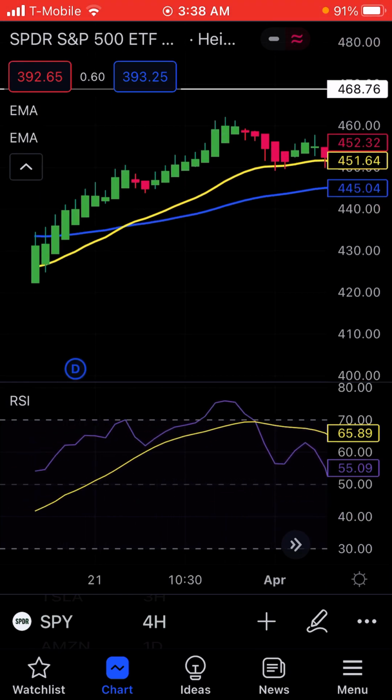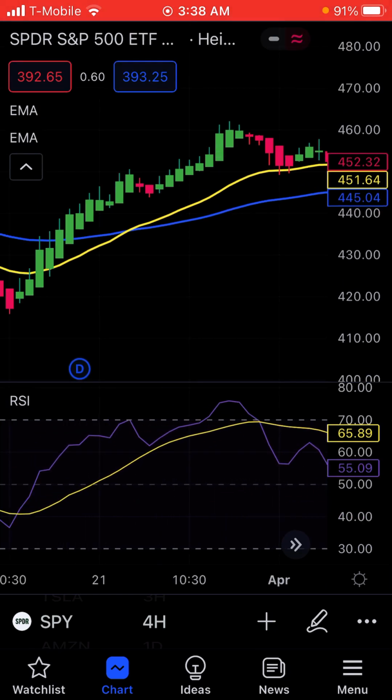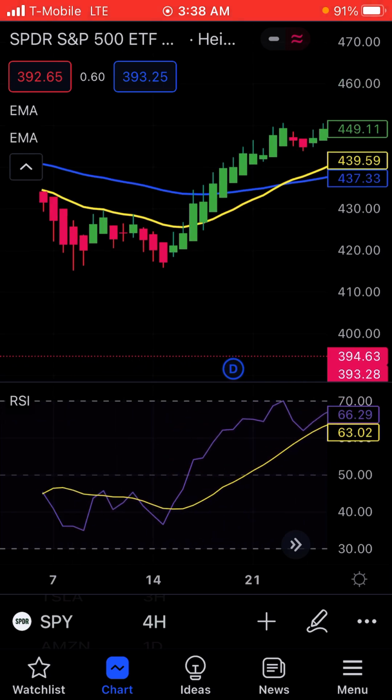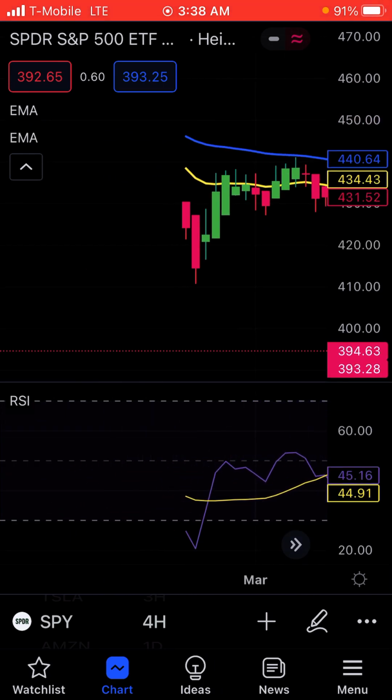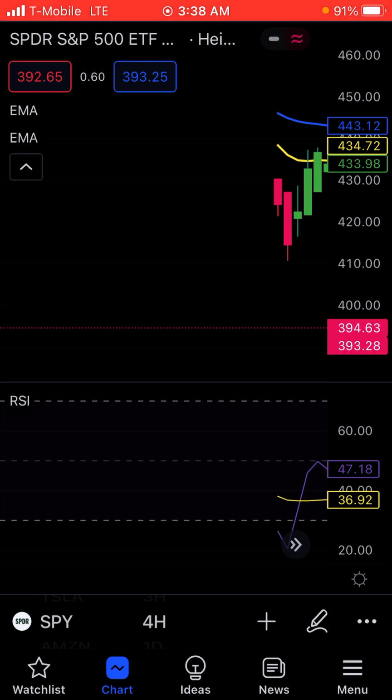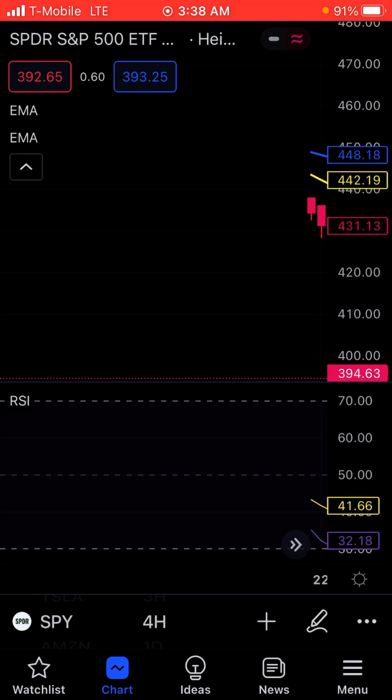We've got to look for a cross. I want to make sure I haven't done this one. Let's just find another one.